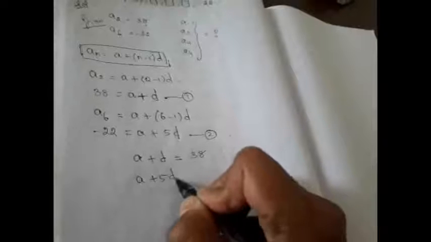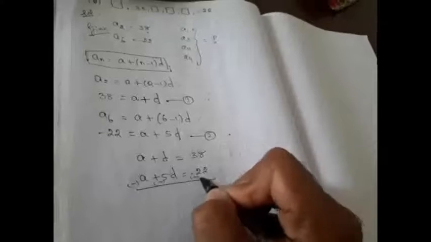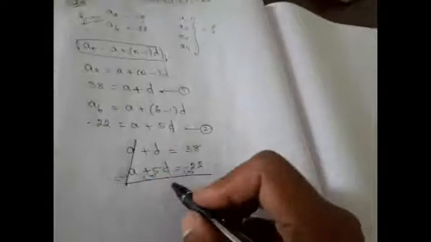Now consider a plus d equal to 38. Then a plus 5d equal to minus 22. I am going to subtract. So minus, minus, plus. When we are subtracting, we should change the sign, right? So these two will get cancelled. Minus into plus, this is minus.